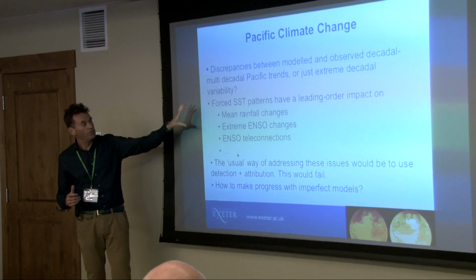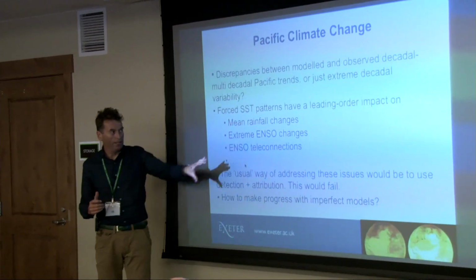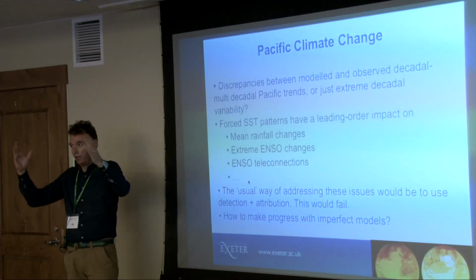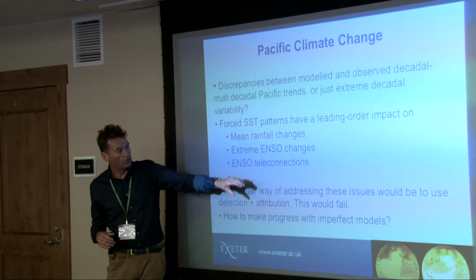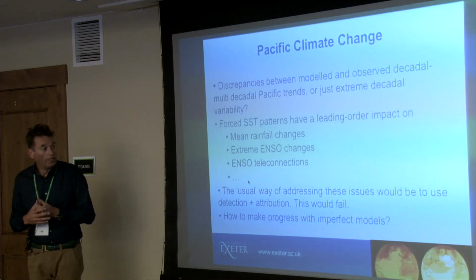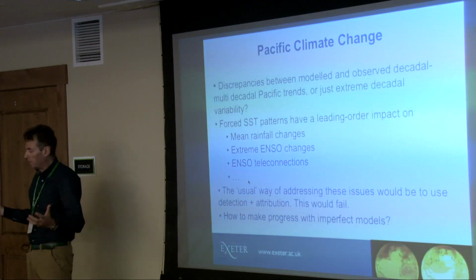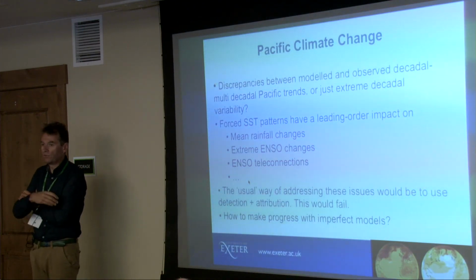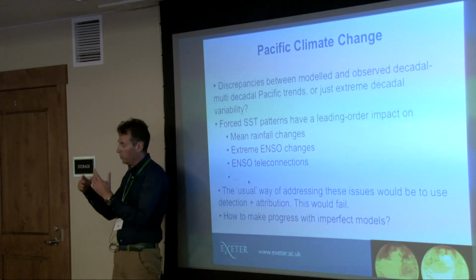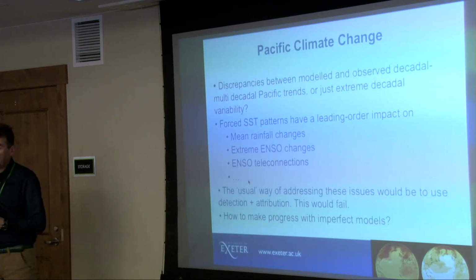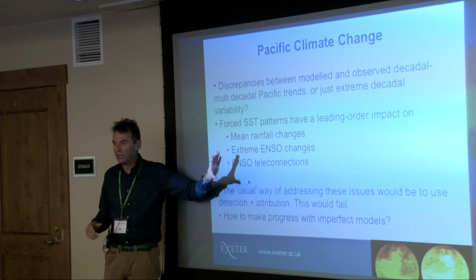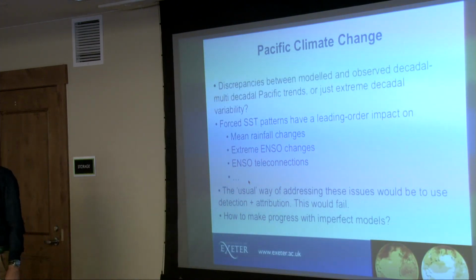These forced SST patterns also have a leading order impact on future mean rainfall changes, which I haven't really mentioned, around the Pacific Rim, extreme El Nino events, teleconnections, et cetera. So my open question, which I think we ought to bear in mind for the discussions for the rest of the week, is: we can't just say we'll improve models and hope for the best, because it seems to be taking us a long time. We need to work out some way of making progress with the imperfect models that we have. So thank you.